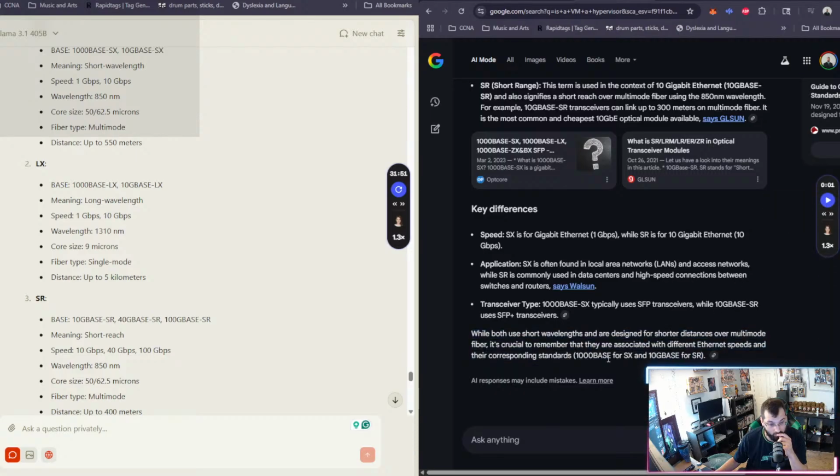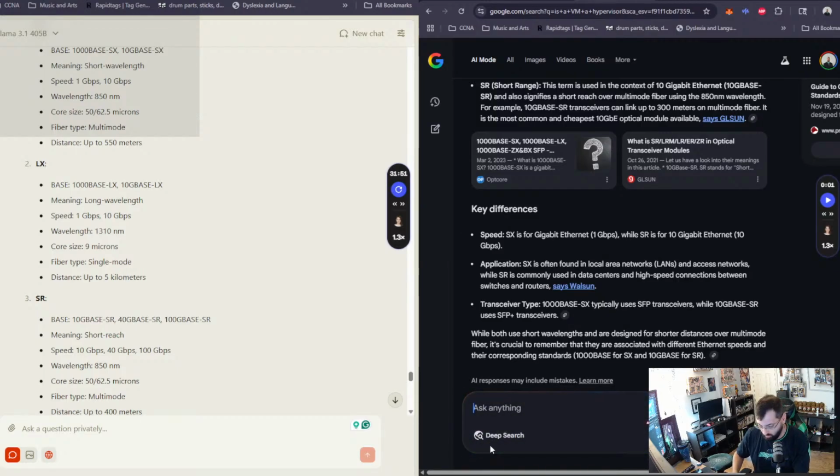Okay, so SX, its standard is 1000BASE, but it can go up to 10 gigabits. SR, its standard is 10 gigabits, but it can go up to 100 gigabits. That's the difference. The difference between the short reach and the short wavelength is speed.